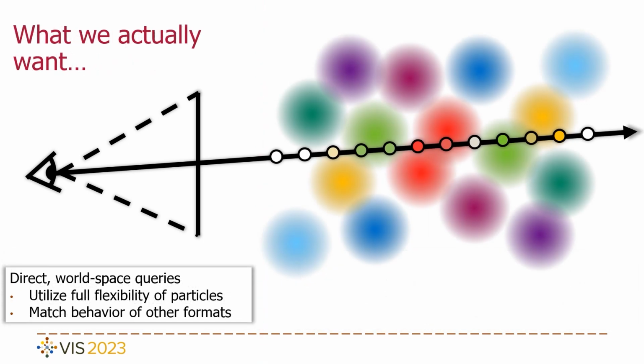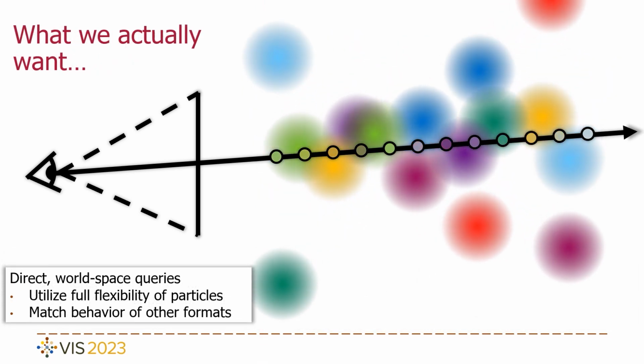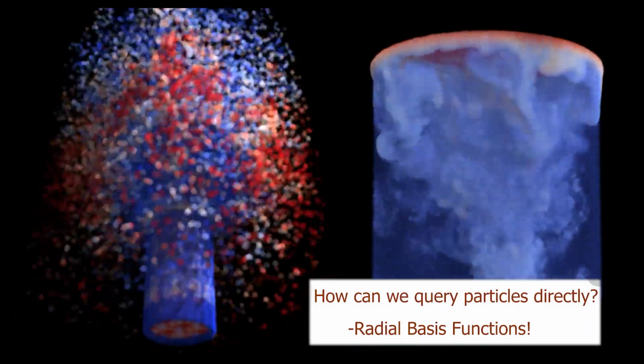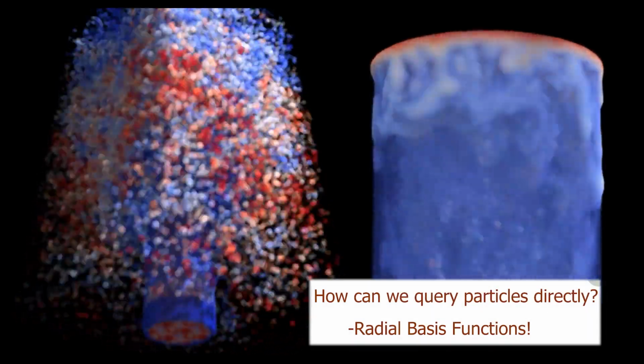What we really want are direct world space queries that can utilize the full flexibility of particle formats. What we need is an approach that matches the behavior of other particle formats to enable high-quality, interactive visualization. So how can we query particles directly? The answer is radial basis functions.